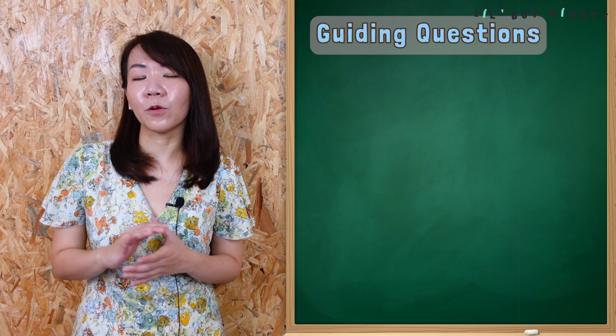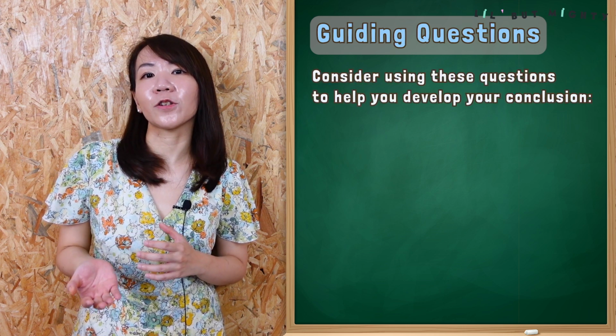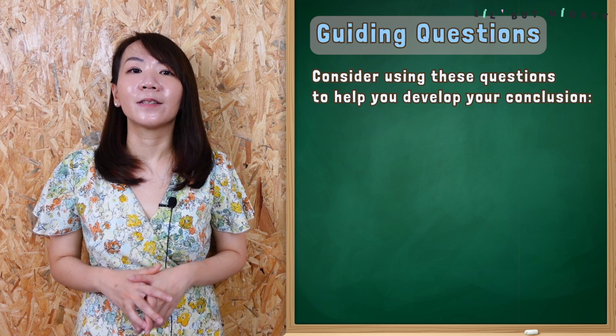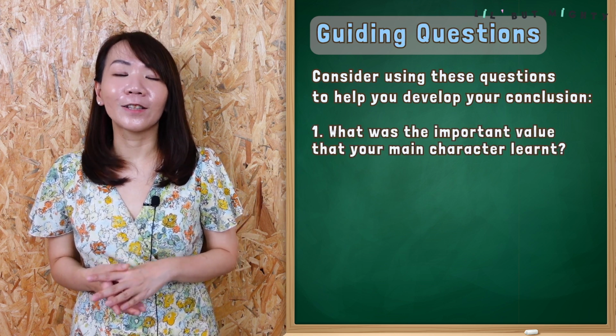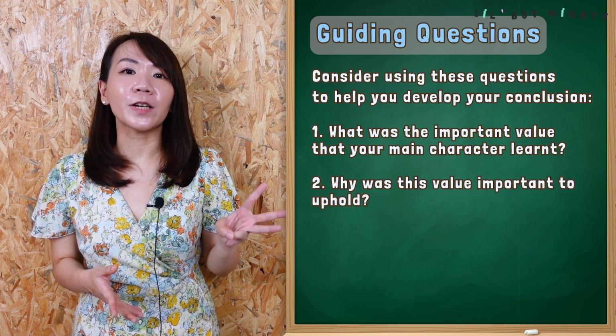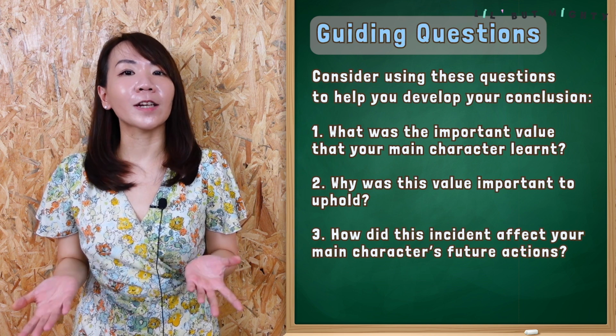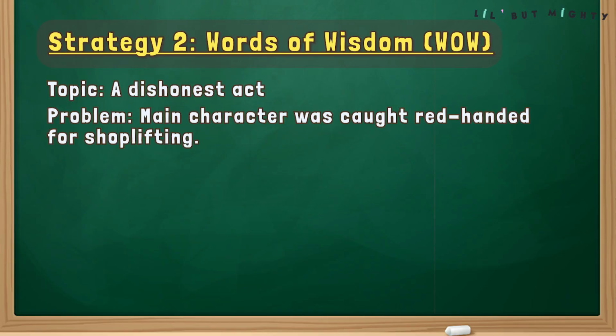To elaborate on the words of wisdom that you have shared, you can consider using these guiding questions to help you in your conclusion. Number 1, what is the important value that your main character has learned? Number 2, why is this value important to uphold? And number 3, how has this incident affected your main character's future actions? Let me show you an example that fleshes out the 3 guiding questions.